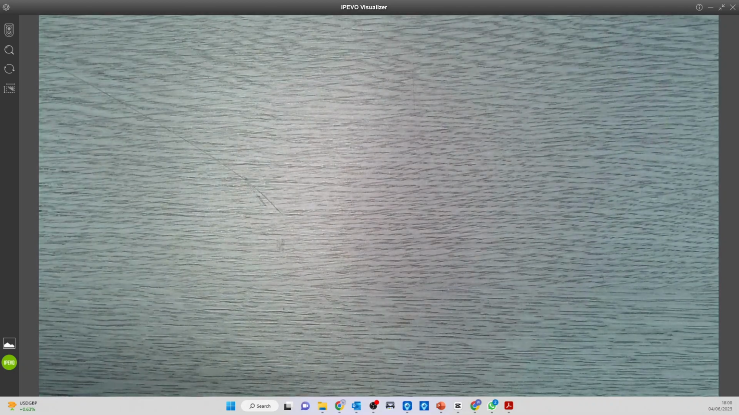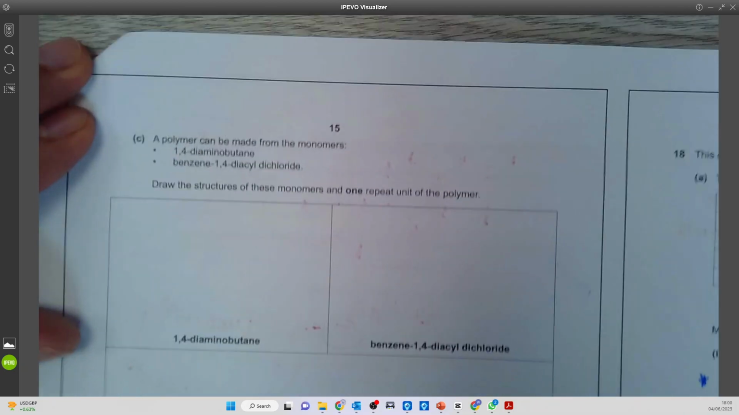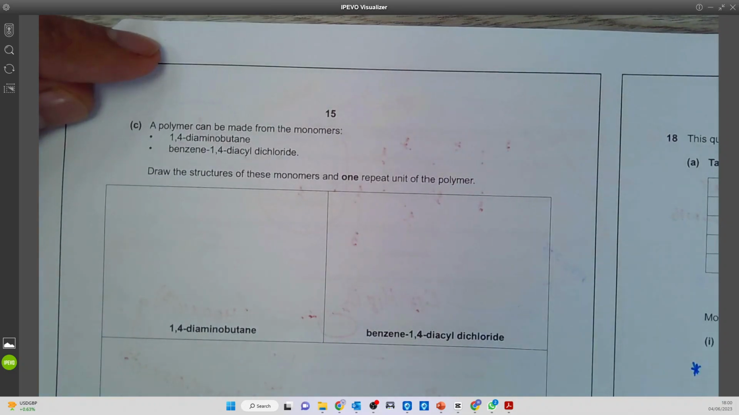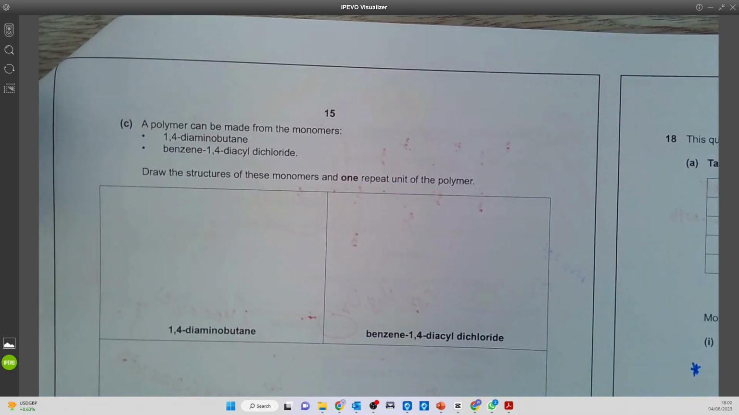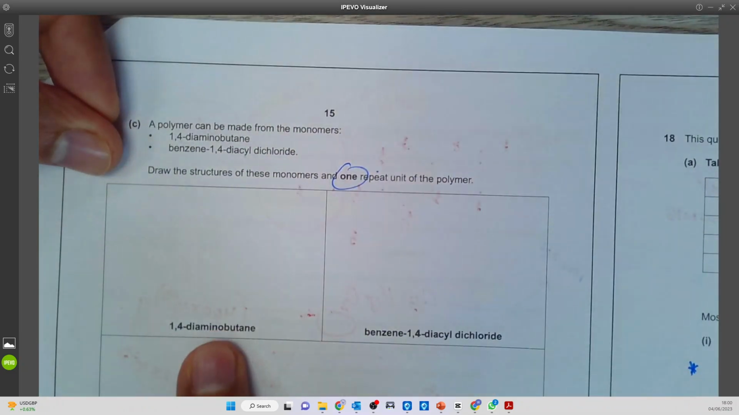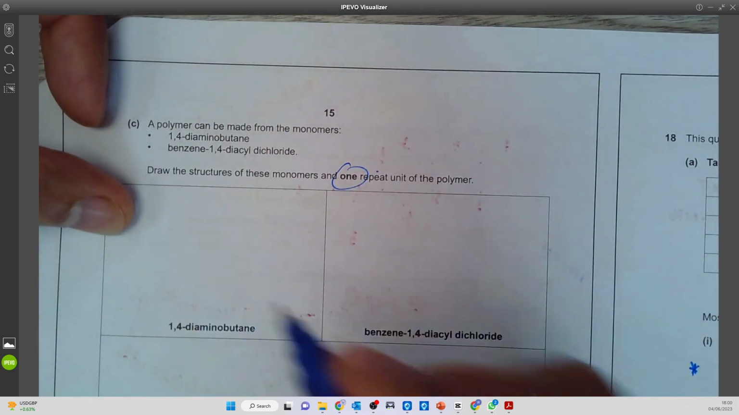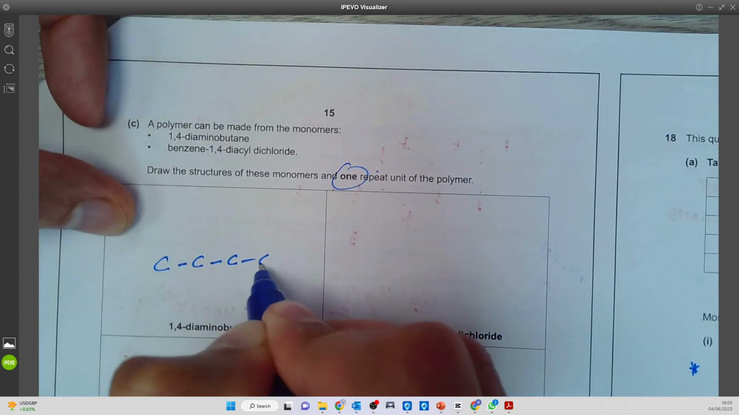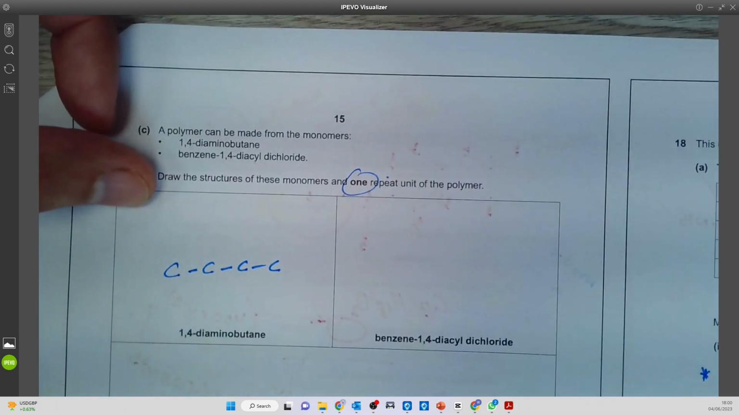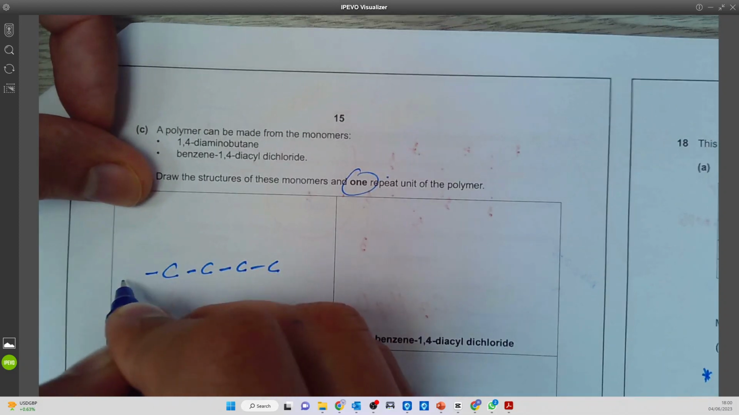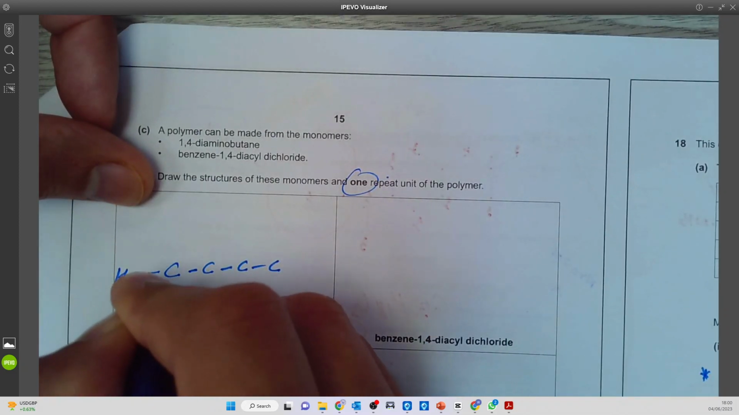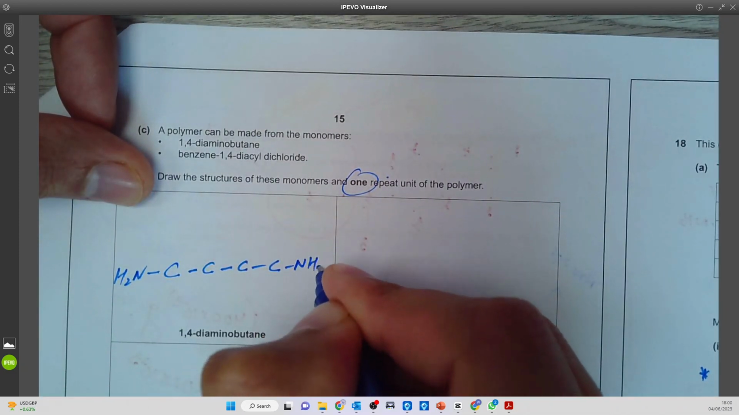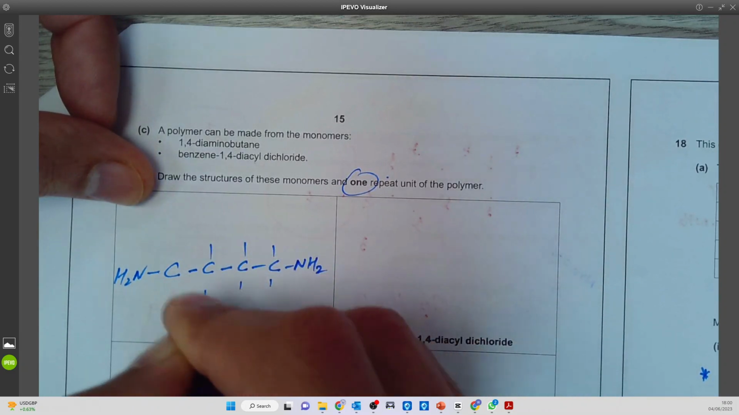Next page. The polymer can be made from the monomers 1,4-diaminobutane. Draw the structures of these monomers and one repeat unit of the polymer. So 1,4-diaminobutane, it will be butane, 1, 2, 3, 4 carbons. It says 1 and 4 has NH2. So here you have H2N, here you have NH2, and that.